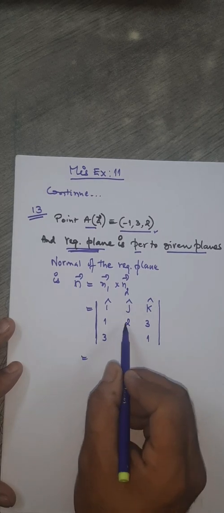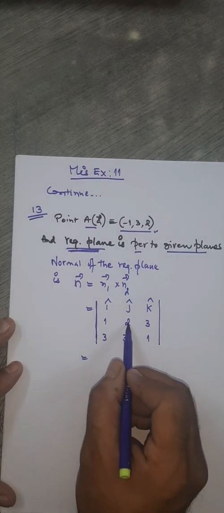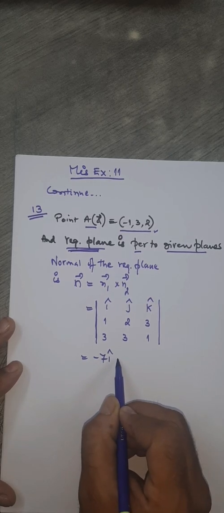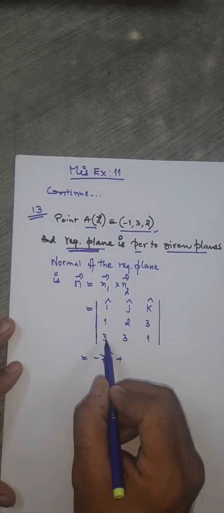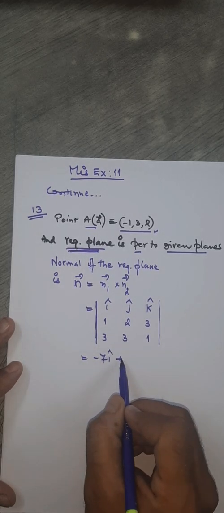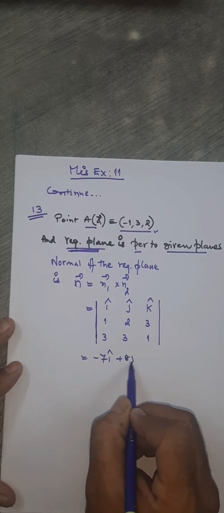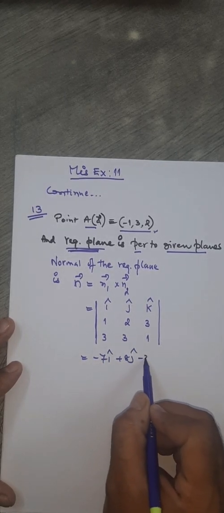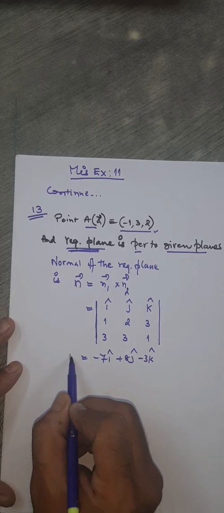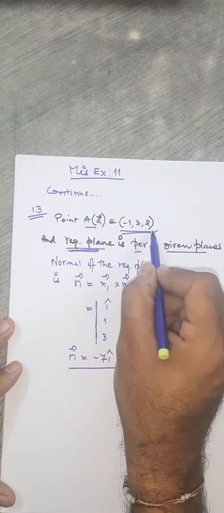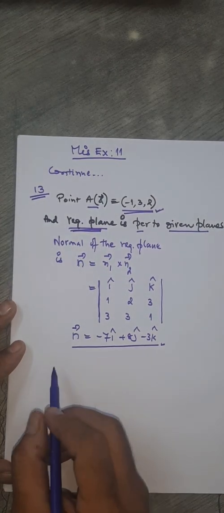Now let's simplify this. You will get 2 minus 9, which is minus 7i cap, plus 1 minus 9, so minus 8, and with the sign change we get plus 8j cap, and here 3 minus 6, which is minus 3k cap. So now you have the normal to the required plane. Here is your fixed point, so you can write the equation of the plane.